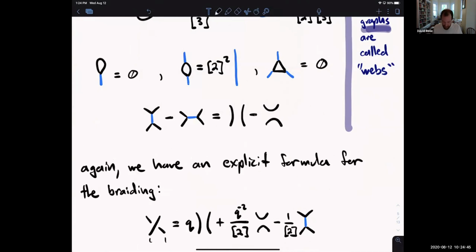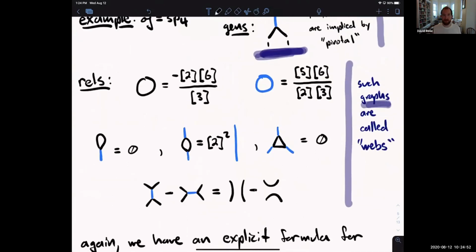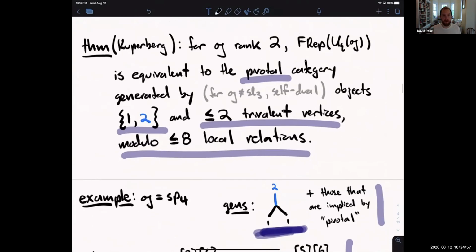Essentially, take your knot diagram, apply this relation, get some linear combination of these webs, use these relations to simplify. Of course, you need some theorem which tells you can simplify, but that's sort of hardwired into this theorem of Kuperberg.